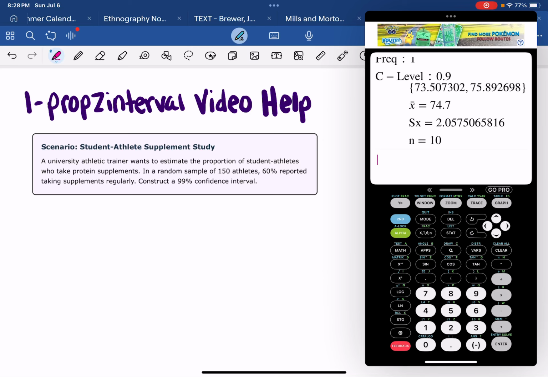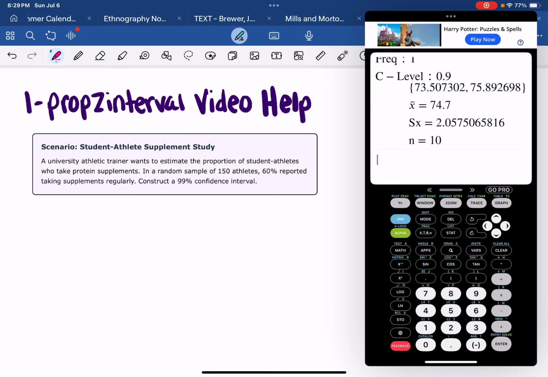In this video, we're going to focus on typing in a 1-prop-z interval on the TI-84. Now recall how to determine if something is a 1-prop-z interval. The data set or the scenario given needs to be qualitative. Now, if you're still confused or not sure what makes something qualitative, please refer back to the flowchart from the beginning of this module to help you decide if this is a scenario that fits a 1-prop-z interval.